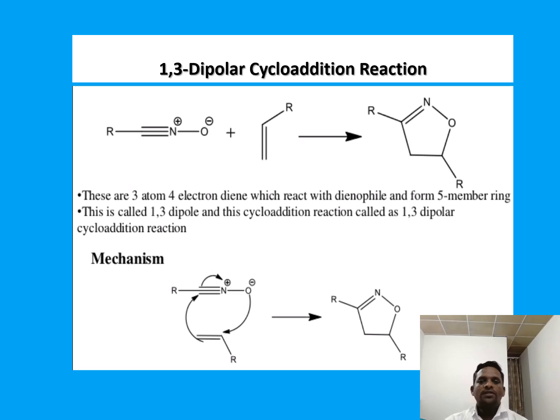The next one, the 1,3-dipolar cycloaddition reaction. Here the N-oxides react with the dienophile alkene, undergo the 1,3-dipolar cycloaddition reaction, and give heterocyclic compounds. There are 3 atoms with 4 electrons which react with the dienophile and form a 5-membered ring. This is called the 1,3-dipole, and the cycloaddition reaction is called the 1,3-dipolar cycloaddition reaction.